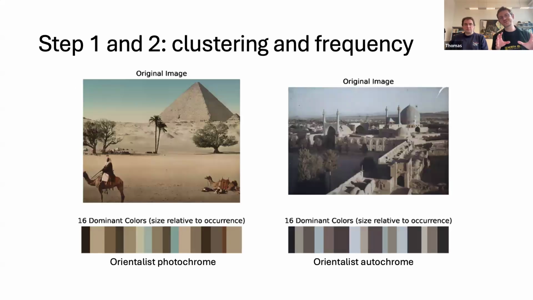So these are actually the first 2 steps in concert. And what we see here in these 2 figures is the original images on the top. On the left, we see an Orientalist photochrome showing pyramids, and on the right, we see an autochrome showing a mosque. And here we see that we used the k-means clustering to extract the dominant colors, so 16 of them. The size of the bars indicates the relative frequency of these colors.